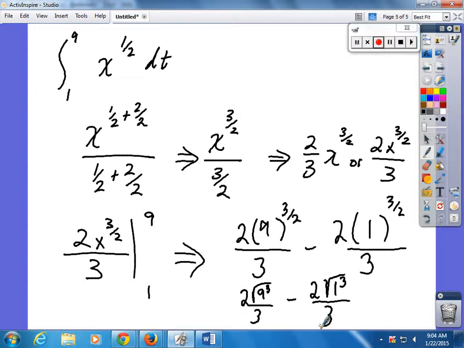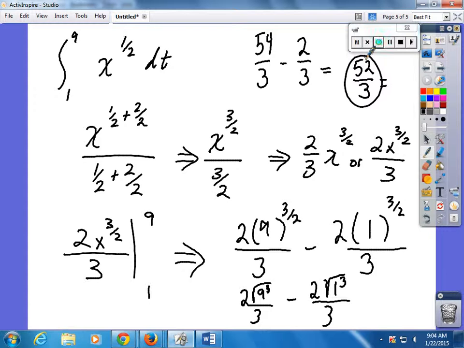I have no idea, so we'll just write it 54 over 3, because I don't want to depend on the calculator. And I'll do this one for you. 1. I can't screw that up. 2 times 1 is 2. 54/3 minus 2/3, I get 52 over 3. And you can use your calculator, or you can leave it as a mixed number, whatever, it doesn't matter.